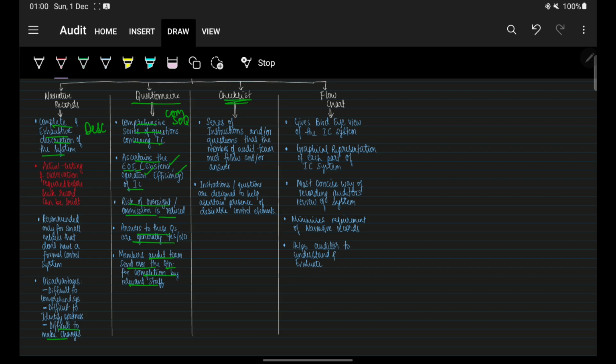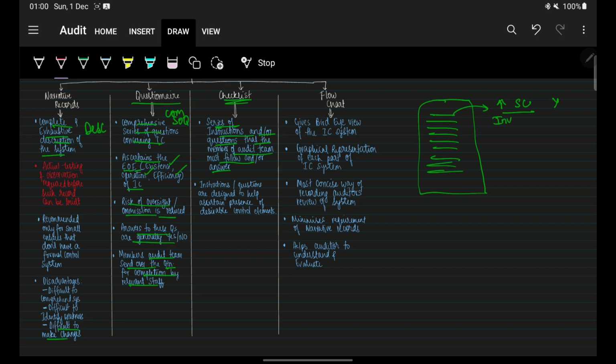Next is the checklist. It is a series of instructions and or questions that the member of the audit team must follow and or answer. When I was working in my firm, they used to give an audit checklist. These are basically certain questions that the principal wanted answered, for example, whether there is any increase in share capital. If there is an increase in share capital, we would answer yes.